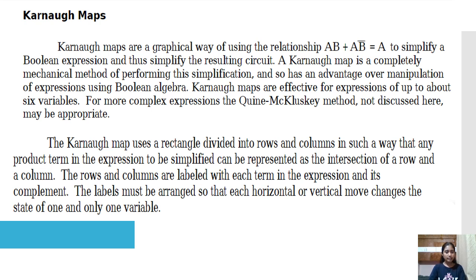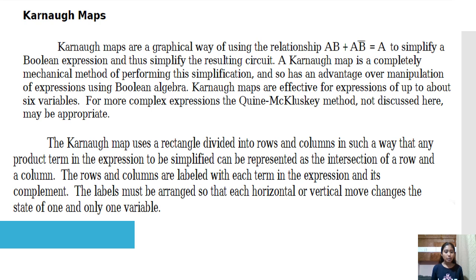So here let's see about K-maps. K-maps are a graphical way of using the relationship AB plus AB bar equals A to simplify a Boolean expression and thus simplify the resulting circuit. A K-map is a completely mechanical method of performing this simplification and so has an advantage over manipulation of expressions using Boolean algebra. K-maps are effective for expressions of up to about 6 variables.